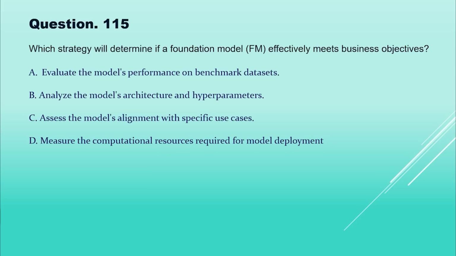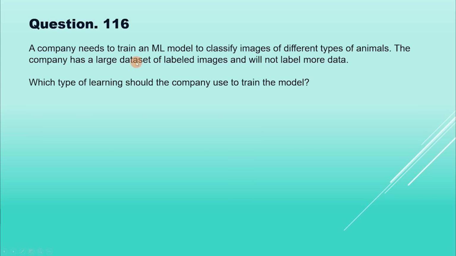And the correct answer here will be option C, assess the model's alignment with the specific use case. Because assessing the use case alignment determines the business objective achievement, and that is the primary requirement of the question. So option C is correct here. Now question number 116. A company needs to train an ML model to classify images of different types of animals.